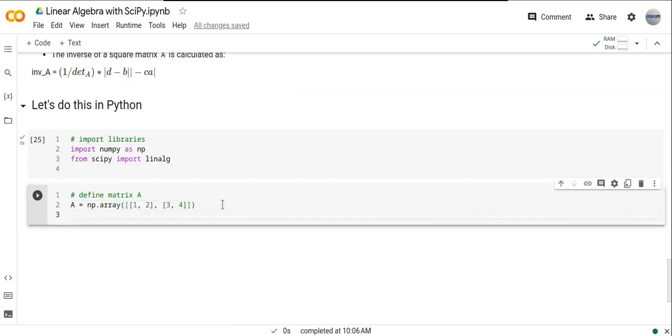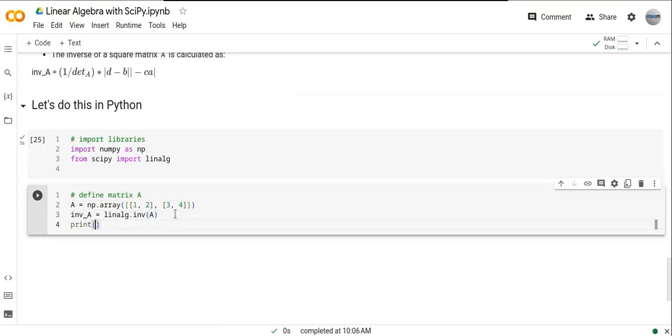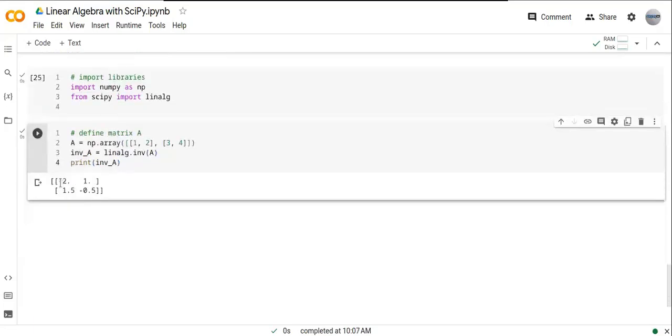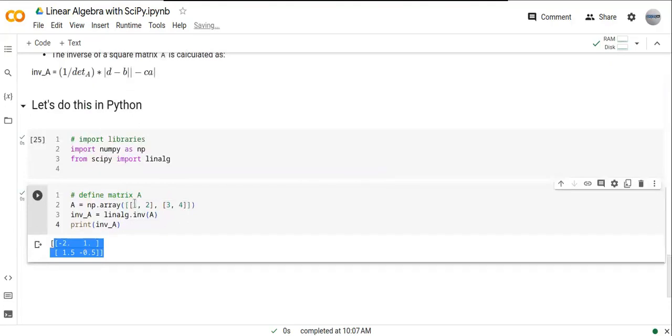Now let's find the inverse. Simply, without this mathematical notation, we can use a function from SciPy linalg. We can find the inverse of A using linalg.inv. Then we pass that matrix into this, and we can find the inverse of matrix A. Yeah, this is another matrix, the inverse of matrix A. And we can verify this by applying the formula.